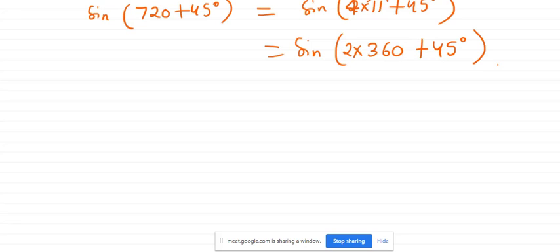Why I'm focusing on 360 or 180 is because I know most students get confused about whether the sign will change or not. When you are taking 360 or 180, it will not change. If it crosses the x-axis it will not change, and if it crosses the y-axis, then it will change. So it is sine 45, and you know sine 45 is 1 by root 2. And since it is 360 plus theta, it will go in the first quadrant, so the value will be 1 by root 2. Is it clear? Okay.